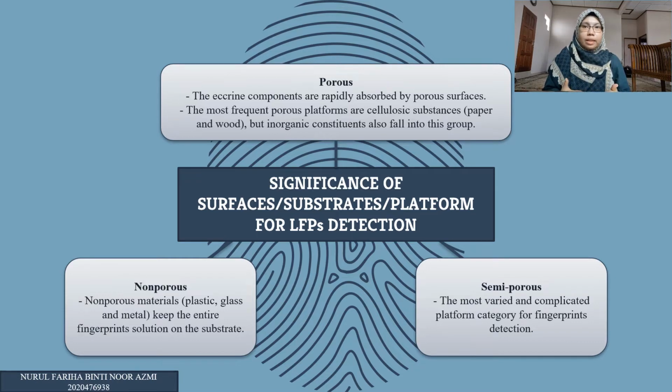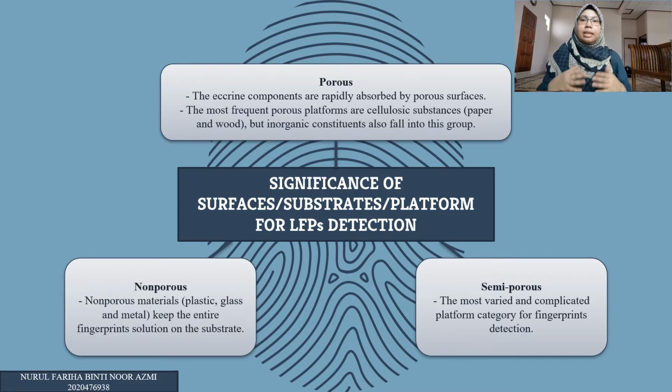The aqueous components are rapidly absorbed by porous surfaces, typically within a few minutes, but the lipid component resides in the surface coatings of the platform for many hours. The most frequent porous platforms are cellulosic substances like paper and wood, but inorganic constituents like block, some types of rock, and plasterboard also fall into this group. Non-porous materials like plastic, glass, and metal keep the entire fingerprint solution on the substrate, which dries, settles, and hardens over time.